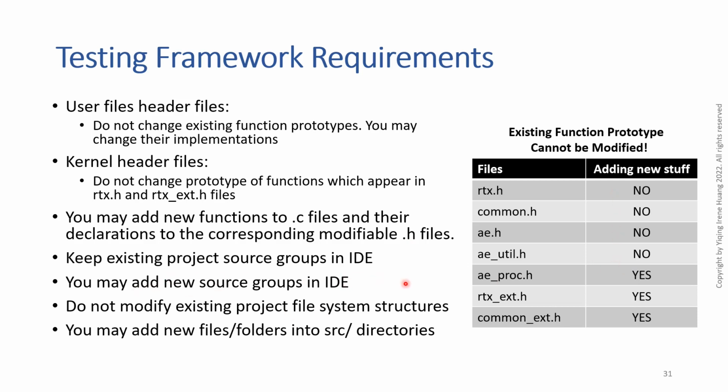And you have to keep the existing project source group in the IDE. I've already mentioned that in the previous slides. You may add a new source group in the IDE, but the existing ones, you need to keep them. And do not modify the existing project file system structure. That basically means, the starter code we push to the Git repository, don't move the folders around. Don't move the files around. You can add stuff, like add new files and new folders, and in the new folders you can add files, but don't move existing files or directories around.